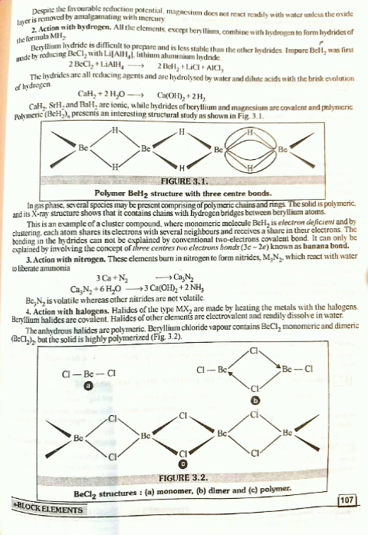Fourth, action with halogen. Halides of the type MX2 are made by heating the metals with the halogens. Beryllium halides are covalent. Halides of other elements are electrovalent and readily dissolve in water. The anhydrous halides are polymeric. Beryllium chloride vapor contains monomeric BeCl2 and dimeric (BeCl2)2, but the solid is highly polymerized.